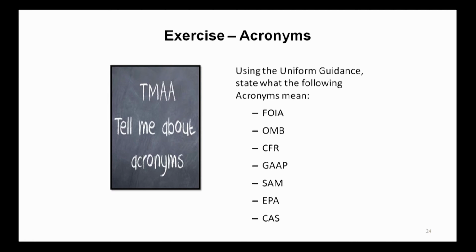And how about CAS? Cost Accounting Standards and Disclosure Statement. Okay, I thought that meant current assisted stock. Have you ever heard of current assisted stock? Sure, that's something we use in our Indian Housing Block Grant program. So in that program, CAS means current assisted stock. But when we're working with the uniform guidance, it has a different meaning. So that just points out the importance of referring back to subpart A to make sure we understand what the uniform guidance is telling us. Okay.